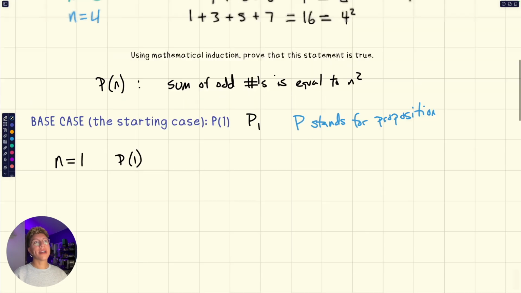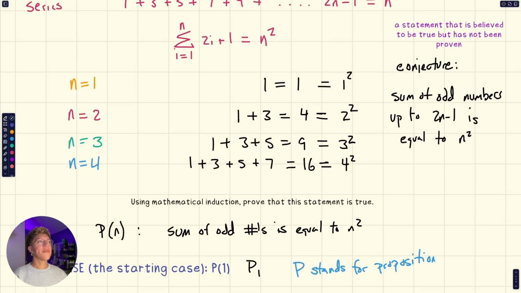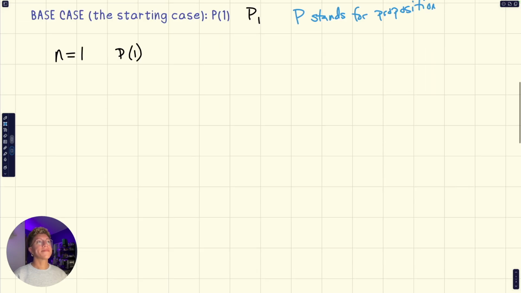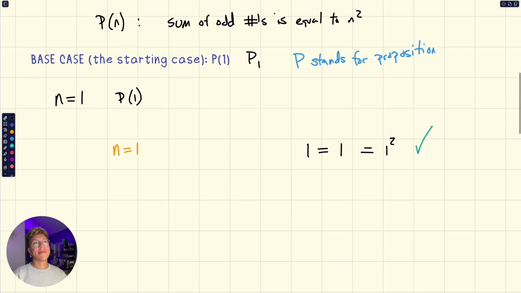And this is the case that we talked about up here. So we've kind of already proven this. We'll just copy that result from above. When n is 1, we're taking the sum of the first term, and it should be equal to 1 squared. It's so simple, it's almost hard to see what's even happening, but we can say that this is true. The sum of the first term, 1, is 1, which is also equal to 1 squared. So we've proven that for this conjecture, the sum of odd numbers is equal to n squared, is true for the very first case, the base case.